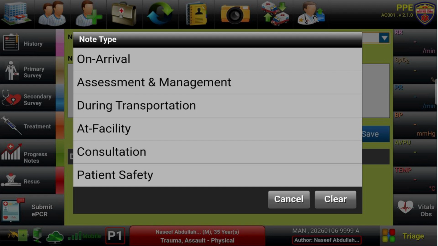Avoid using terms such as stable. This is subjective. Rather define exact parameters of instability. The term uneventful may be used. This is defined as no interventions provided. Use in context. Transfer uneventful. This means that after you loaded the patient, you did not provide any interventions en route.